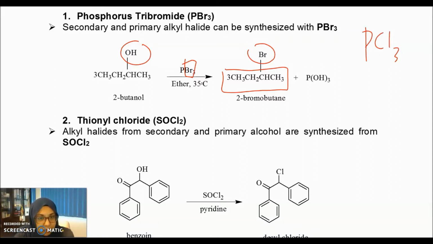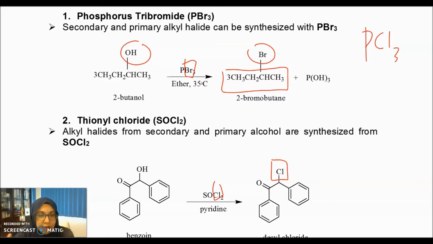Other than that, for Cl, you can use SOCl2, thionyl chloride, where alkyl halides from secondary and primary alcohols are synthesized. Now, SOCl2 is very direct. You can only use Cl as the halogen. There's no Br here; there's no SOBr2. For thionyl chloride, make sure you do not include the thionyl part. Sometimes students get confused and just put everything. What you do is convert the OH to Cl, and that's it.